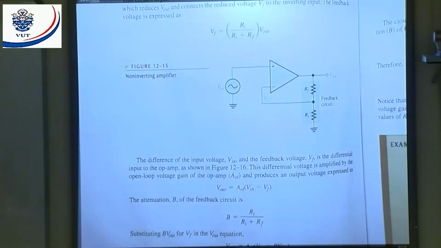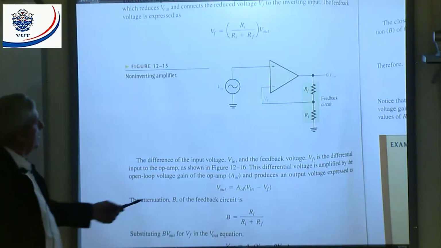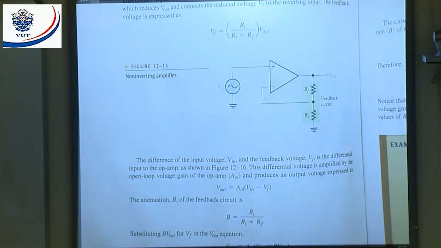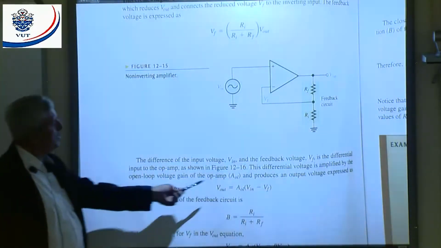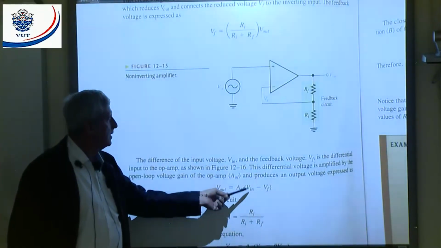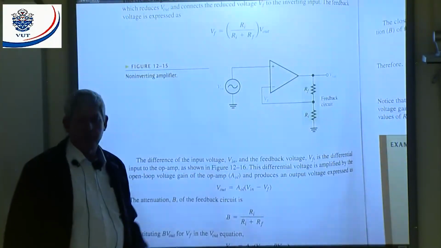They say the difference of the input voltage Vin and the feedback voltage Vf is the differential input to the op-amp as shown in figure 16.2. The differential voltage is amplified by the open loop gain of the op-amp. Please remember, AOL stands for the open loop gain, and it produces the output voltage. They say V out is the open loop gain times my differential voltage. What is my differential voltage?